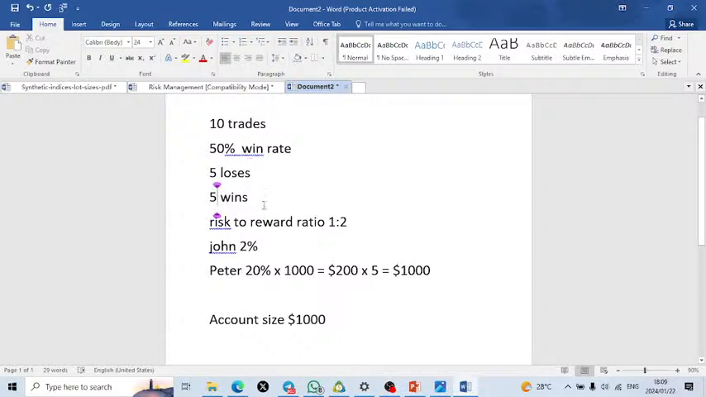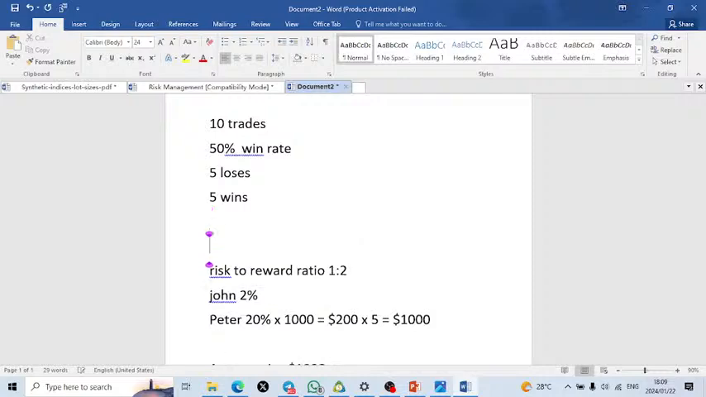So the trading will be like this. It will be 5 losing trades. We have a loss, loss, loss, loss, and a loss. Then we start to have a win here. Then we have wins. That's 50%. So probably you can start with 5 losses and 5 wins. So this guy, before he can start enjoying the wins, his account is gone, is blown.